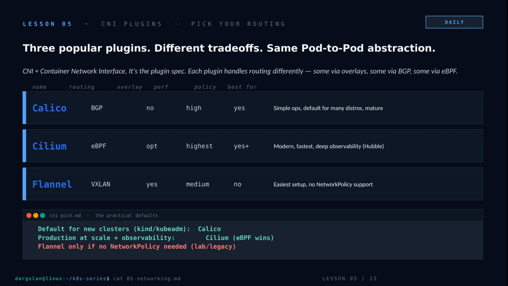Now, who actually implements those 4 rules? That's the CNI plugin's job, and you've got 3 names that cover 90% of clusters in the wild. Calico routes with BGP, no overlay, mature and boring in the best way. It's the default you'll see in kubeadm and most distros. Cilium uses eBPF in the kernel, gives you the highest performance and deep observability through Hubble. That's where production at scale is heading. Flannel with VXLAN is the easiest to stand up, but it has no NetworkPolicy support, so keep it in the lab. Rule of thumb: Calico to learn, Cilium to scale, Flannel only when policy doesn't matter.